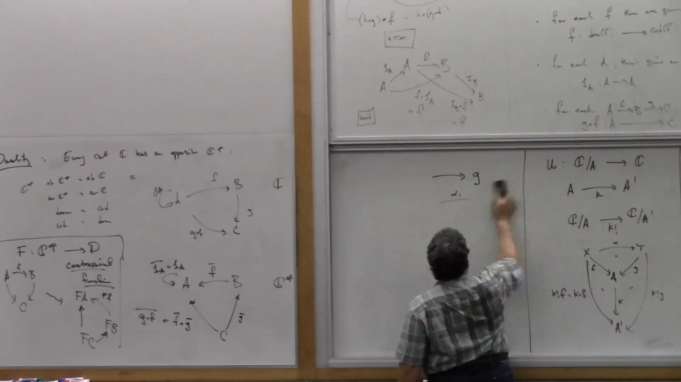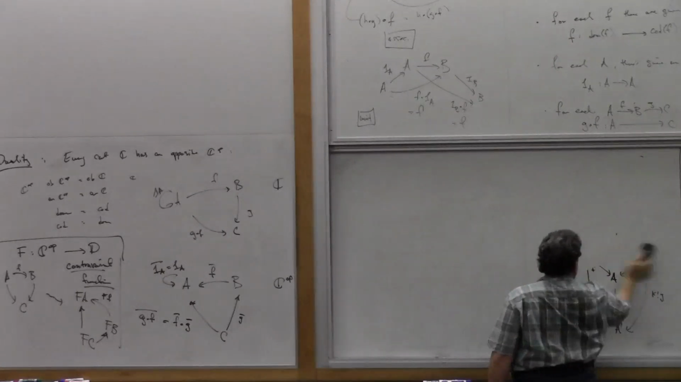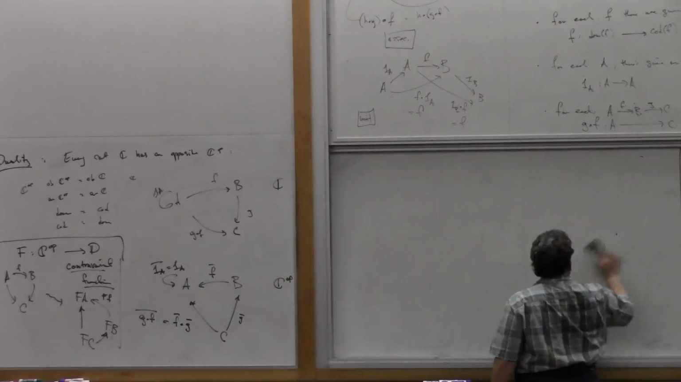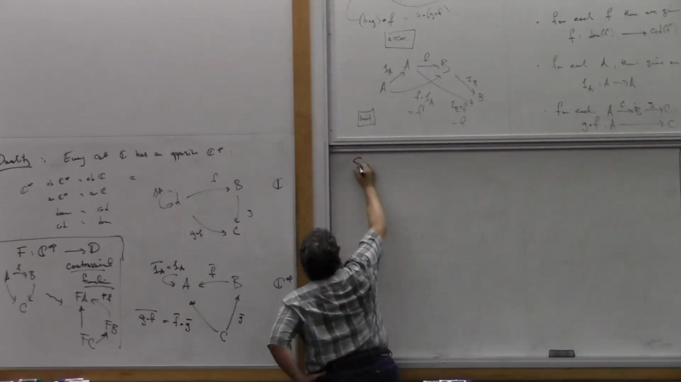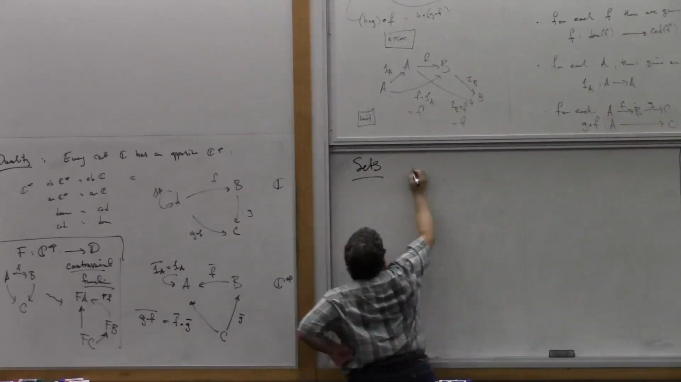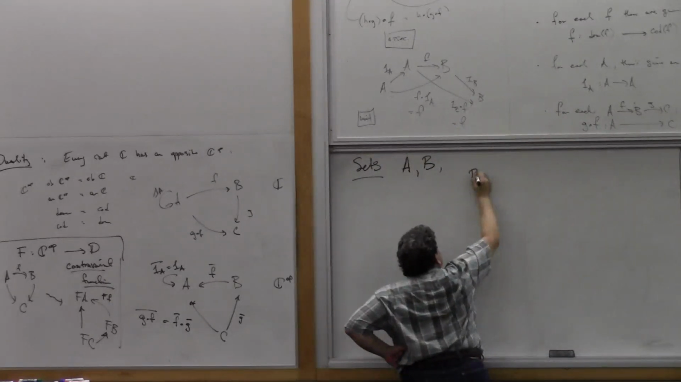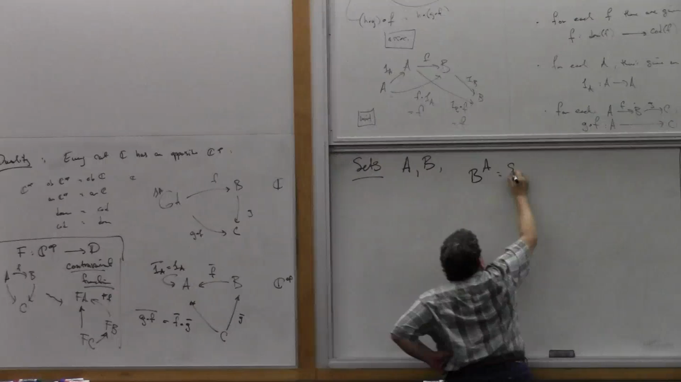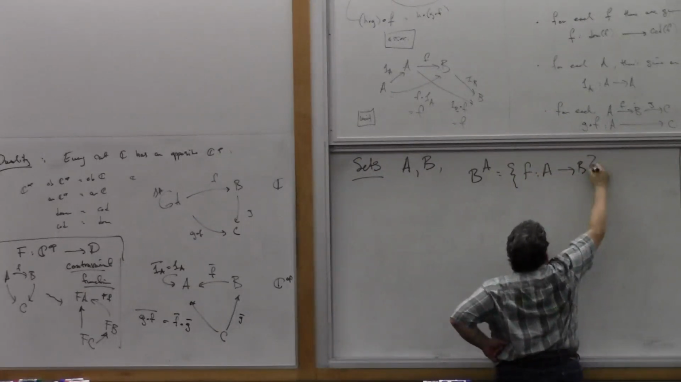So let's look at the category of sets. For any two sets in the category of sets, you can build the set of all functions from one to the other. So here we are in sets, and we have some sets here, A and B, and then B to the A is the set of all functions from A to B.